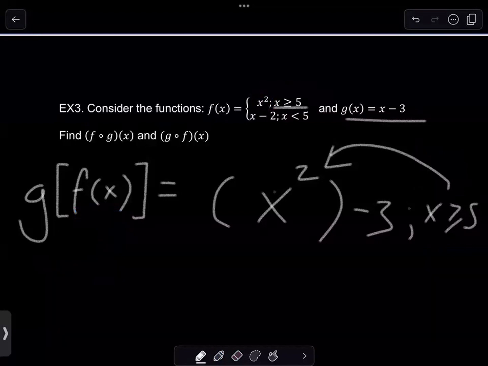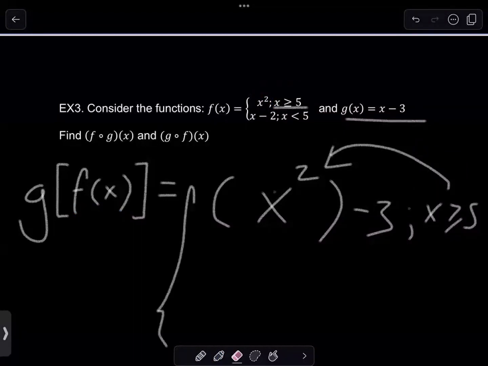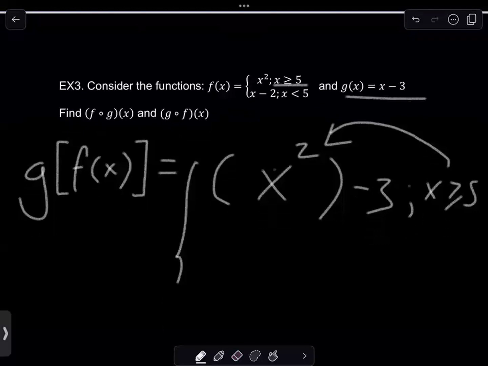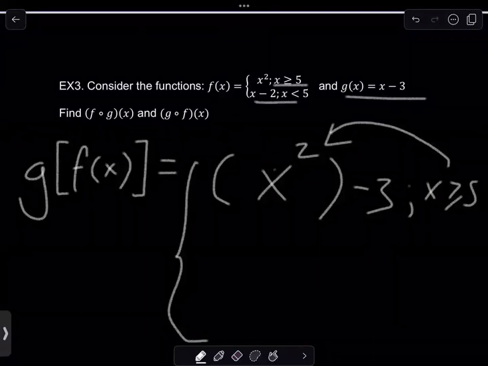Okay, so this is going to be the first part of the new piecewise function, because remember, we have another part to deal with. That's how I know this is going to be a piecewise function. Okay, let's deal with the second part.